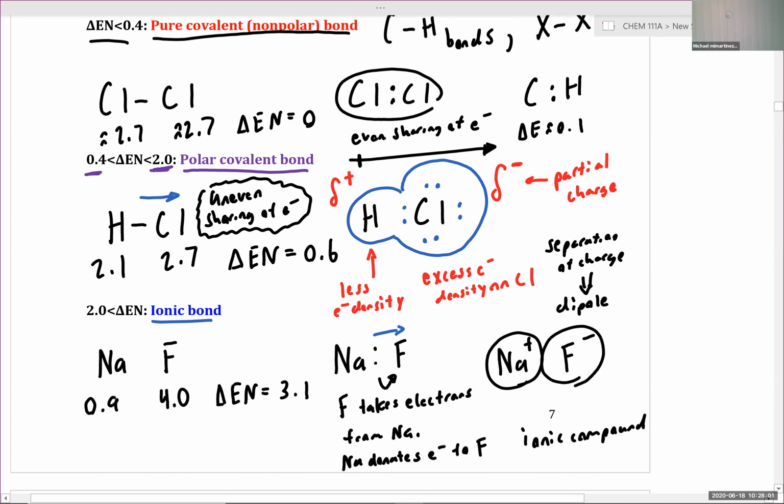So essentially, the greater the difference in electronegativity, the more one of your elements is pulling electron density towards itself. However, if your difference in electronegativity becomes too large, then instead of unevenly sharing electrons, one of your atoms will just take electrons from the other atom. And this results in an ionic compound. Does this idea make sense so far to everyone? Any questions so far?